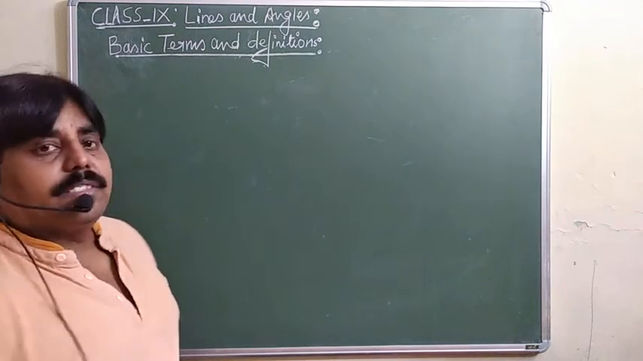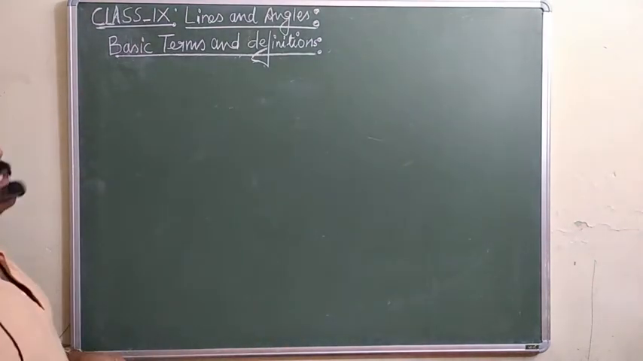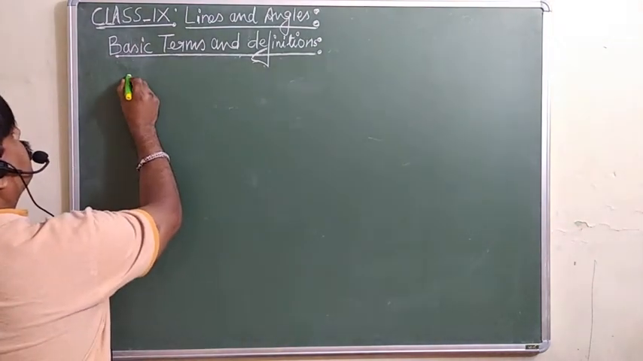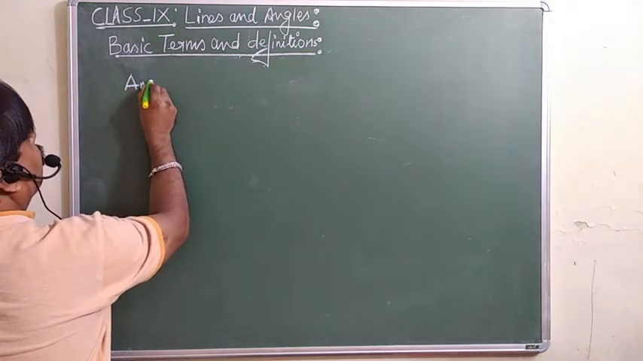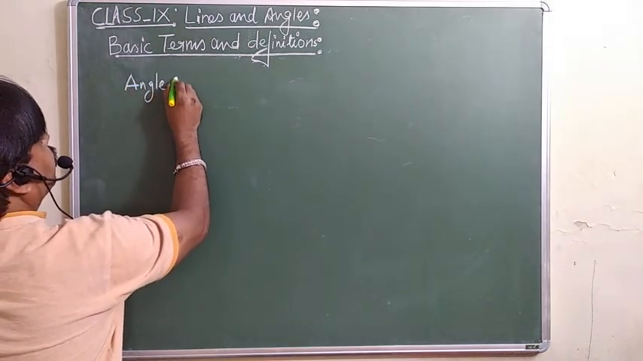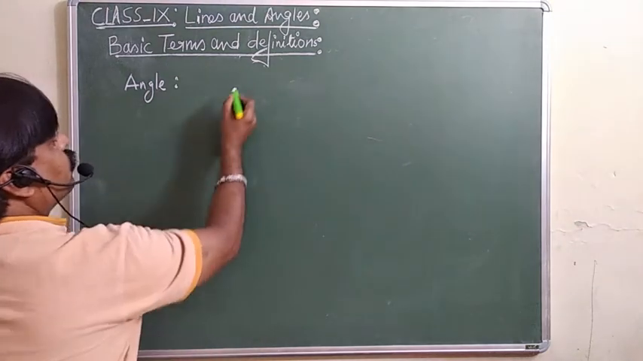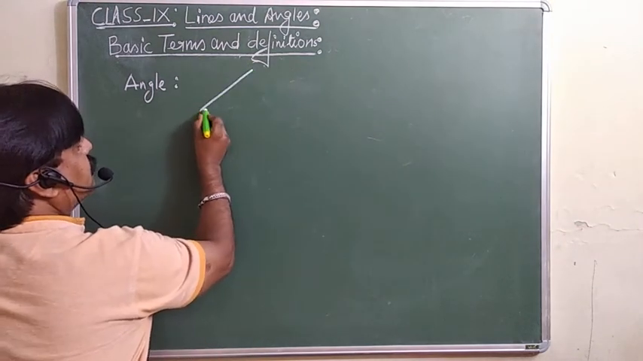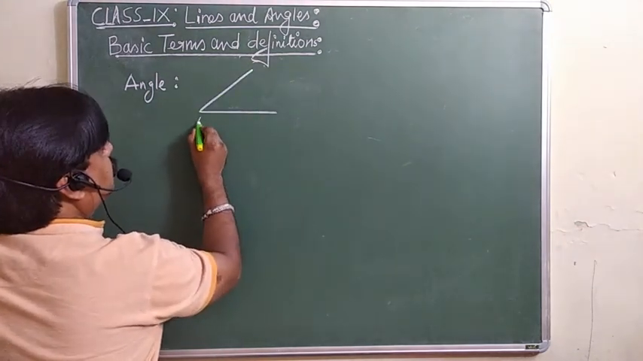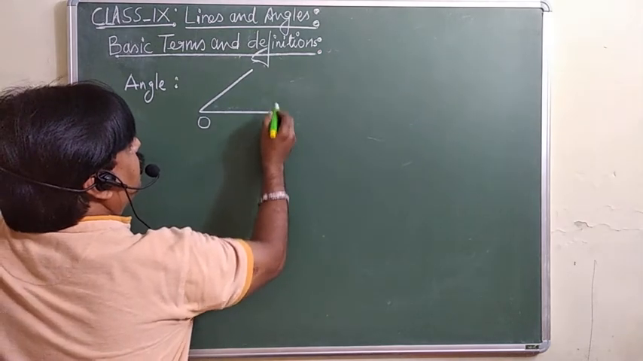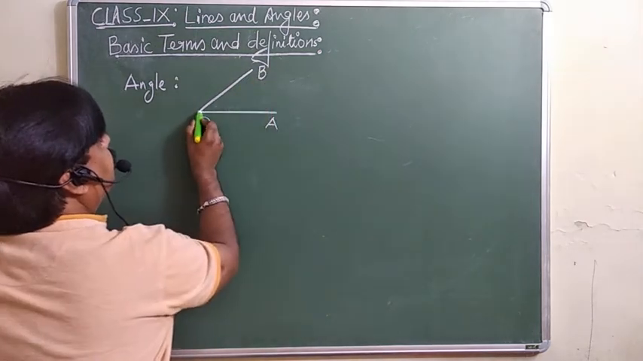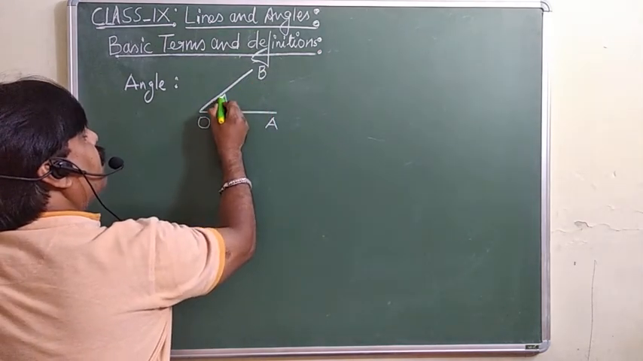Discuss the lines and angles. So, basic terms and definitions. First of all, we will discuss an angle. What is an angle? If two line segments meet at a point, OA and OB are the two line segments meeting at the point O, they form an angle.